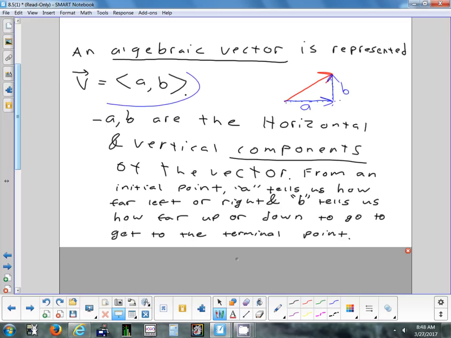But this notation doesn't tell you something. So in a second, I want to sketch the vector 2, 3. So the 2 tells me something about horizontal movement. The B tells me something about vertical movement. But what doesn't it tell me?